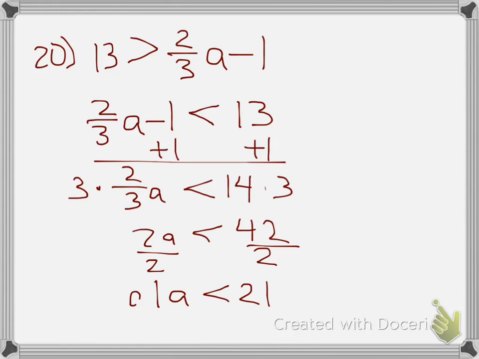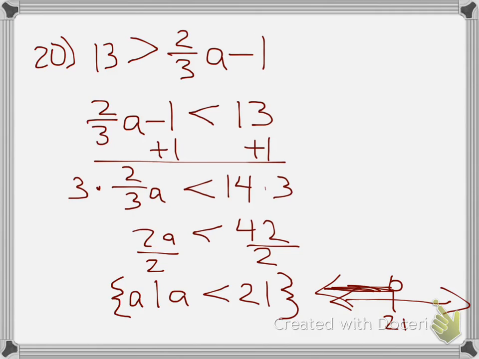So again, set parentheses. And then on the number line, 21, open dot, shaded to the left. Okay, so that one hopefully shouldn't be too bad. Y'all should be able to handle that.